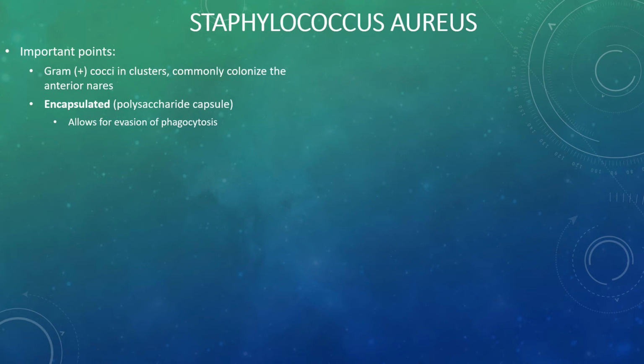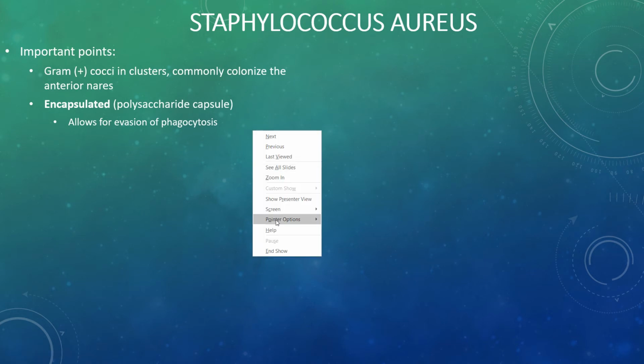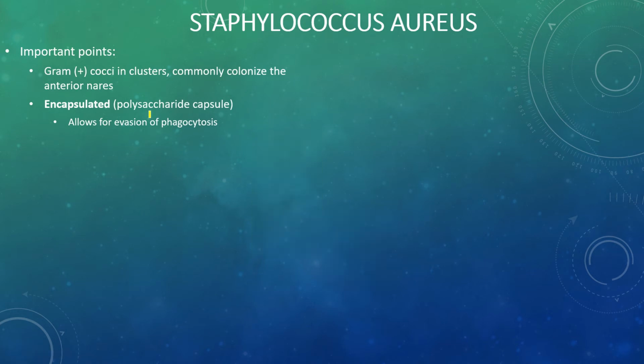They're also encapsulated. They have a polysaccharide capsule. This is very important. The polysaccharide capsule is going to play an important role in the bacteria's pathogenicity, because it allows for evasion of phagocytosis.